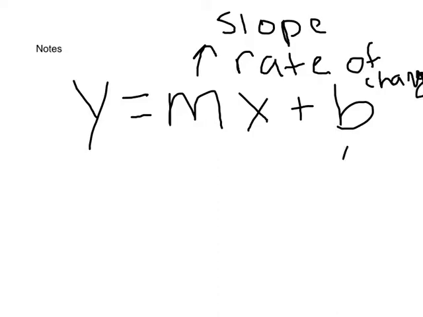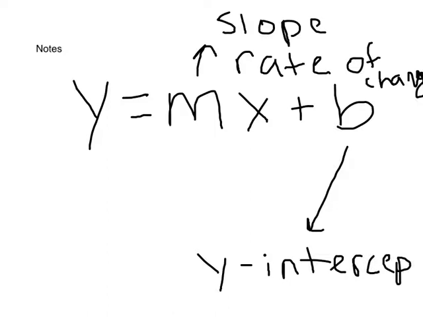And then what is your b? Your b is your y-intercept. This is the point where your line crosses the y-axis. It is at the point 0, comma, whatever b is. This is also your initial value.